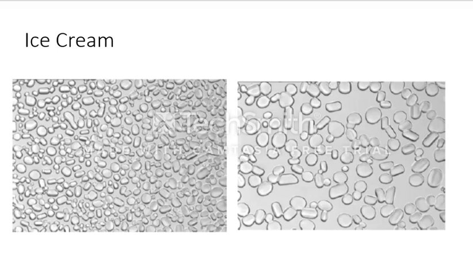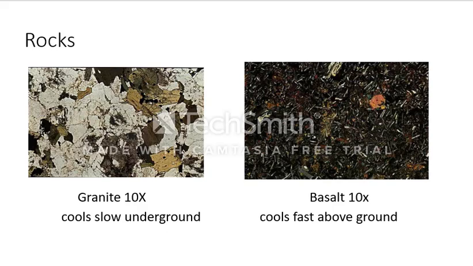Another example of this that you might see is in rocks. Rocks that cool slowly, like granite underground, will produce very large crystals, and rocks that cool very quickly because they come out of the ground will produce very small crystals. And this has a lot of other important implications in metallurgy and heat treating and stuff like that, but these were some examples that I liked.